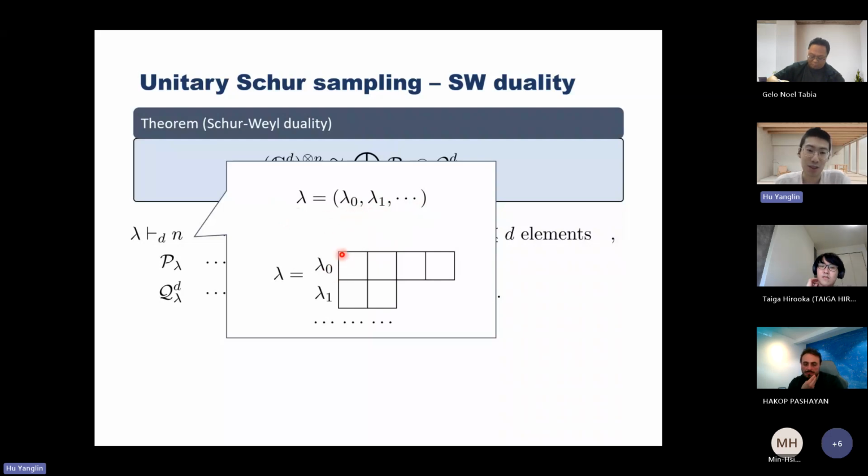So you could draw a diagram such that in the first line you get lambda 0 boxes, and in the second line you get lambda 1 boxes, and the boxes in the next line are no more than the boxes in the previous line, and in total there are n boxes. Okay, so this is the label for the Hilbert space. It is given by something like this. This is called a partition, an integer partition of n.